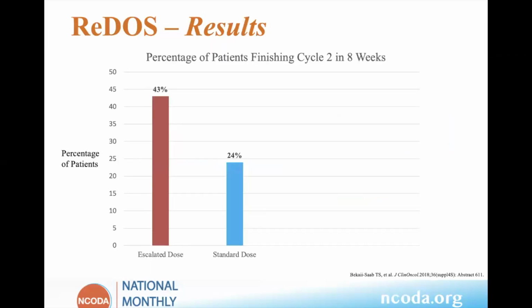So looking at the results, again the primary endpoint was the percentage of patients finishing cycle 2 in 8 weeks with intentions of starting cycle 3. When you look at the escalating doses, where they started at 80 milligrams and ended at 160, you've got a higher percentage of patients at 43% versus the standard dose of 24% finishing cycle 2 in 8 weeks. So here in the REDOSE trial, the primary endpoint was met. Next slide.